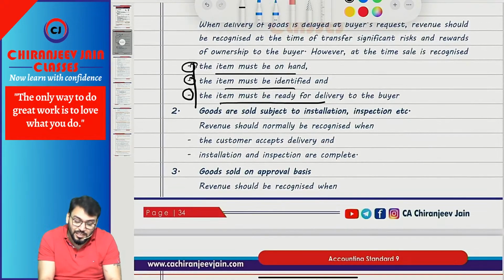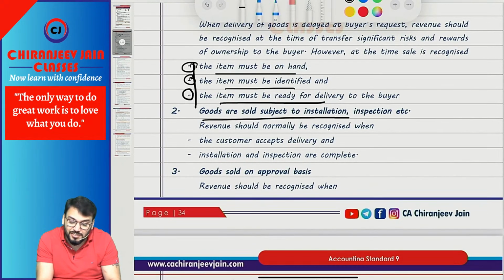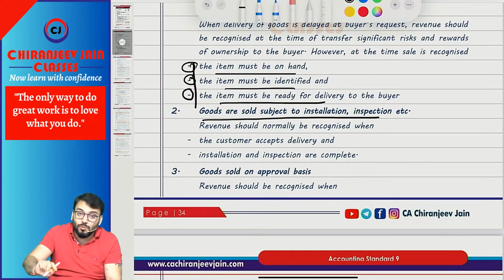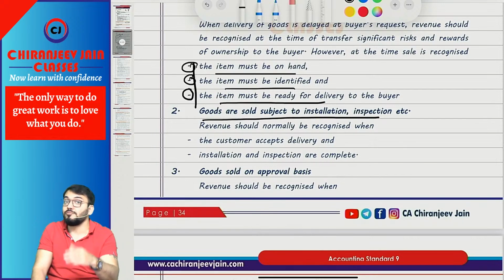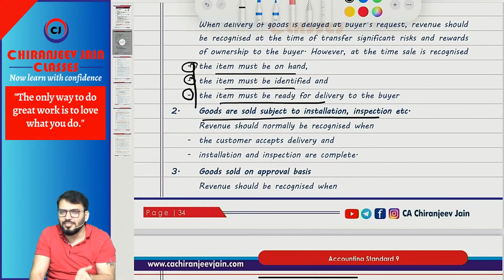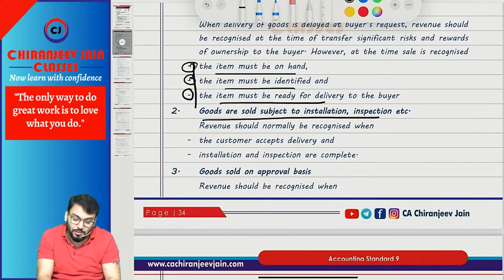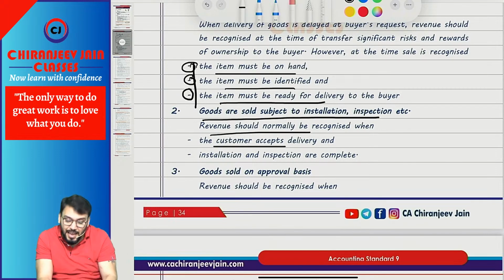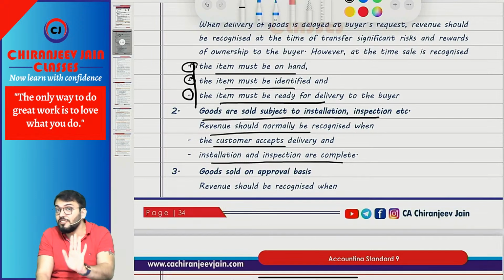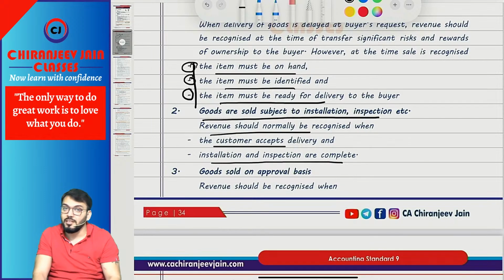Then goods are sold subject to installation and inspection. So goods are sold subject to installation. For example, you purchase an AC. Now the AC is subject to installation. So can you say normally in this case revenue is recognized only after installation? Correct. So revenue should normally be recognized when the customer accepts the delivery and installation and inspection have been completed. Till now, if installation is not completed, revenue cannot be recognized because it is subject to what? Installation. It is subject to installation.